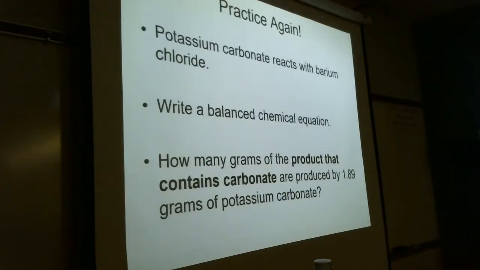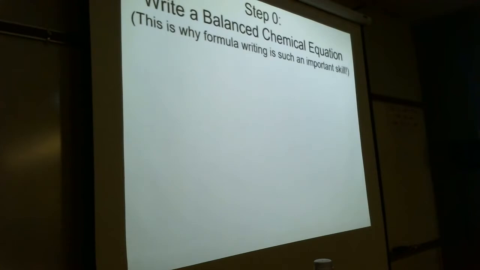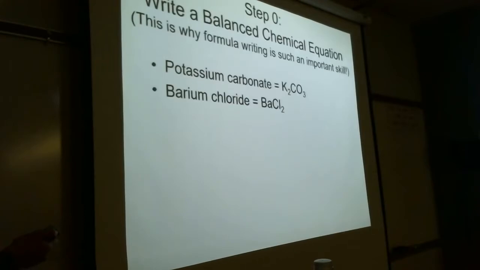Let's go over this one. So the first thing we need to do is write our formulas, right? You have to write formulas, we have to write a balanced equation. What kind of reaction is this? Double displacement, right. So this is why we have to write formulas, right? Because you can't write an equation without formulas. So check your formulas. Did you get them right?